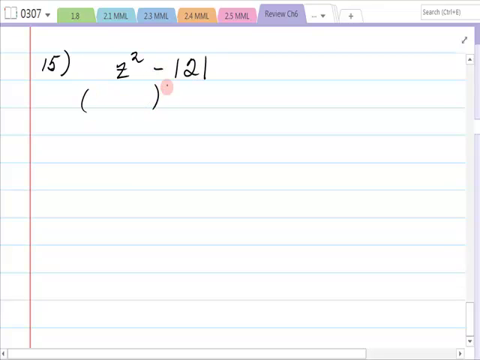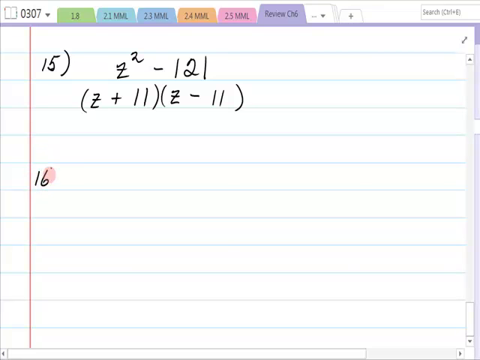So, what are the signs always on these? Plus and minus. Square root of z squared is z, and the square root of 121 is 11. If perchance there is a number here and you think, well, if I'm going to be able to factor this, that needs to be a perfect square, test it with your calculator if you're not sure.